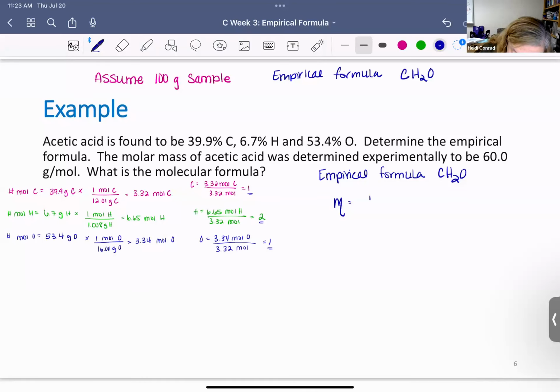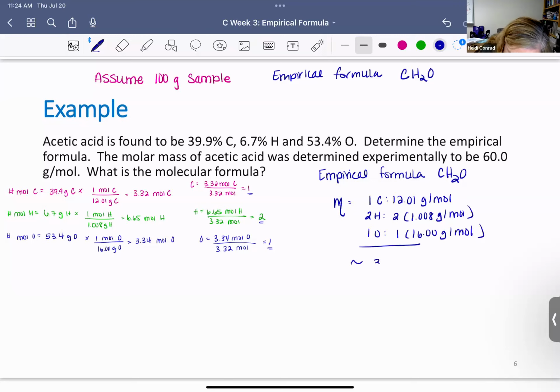If I added up 1 carbon, so 12.01 grams per mole, 2 hydrogen, 2 times 1.008 grams per mole, and 1 oxygen, 1 times 16 grams per mole. This is approximately 30 grams per mole. Not exact, I didn't add it up on an actual calculator, but approximately 16 plus 12 plus 2 is about 30 grams.